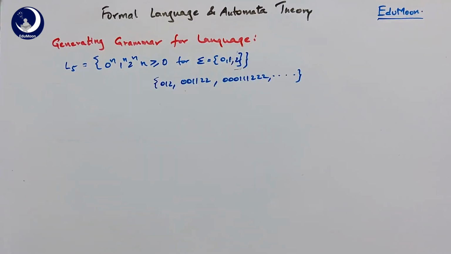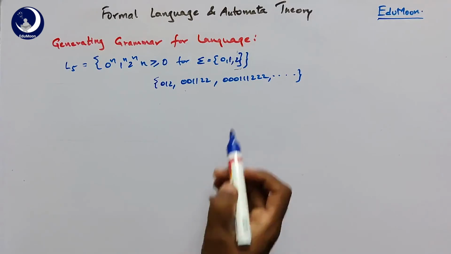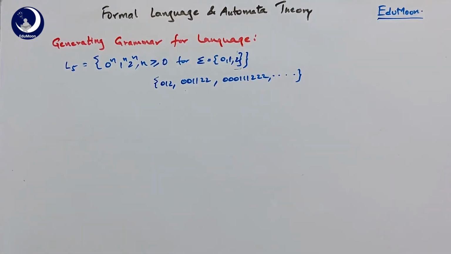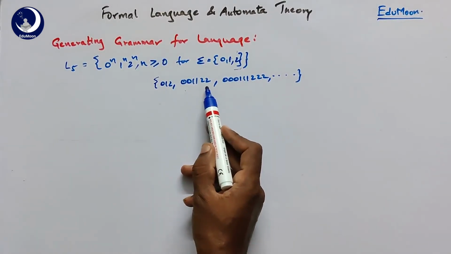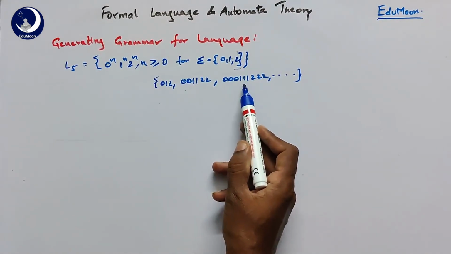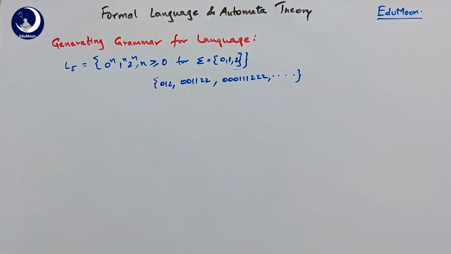So we go with a more complicated grammar. This is 0 power n, 1 power n and 2 power n, which generates strings over the sigma 0, 1, 2. The strings generated here are 012, 001122, 000111222. So here the number of zeros is followed by the same number of ones and the same number of twos. In this section we'll generate a grammar for this language.